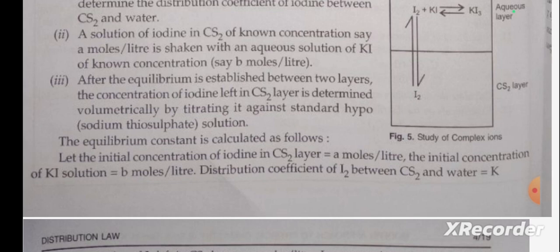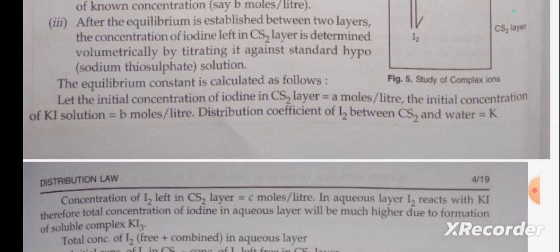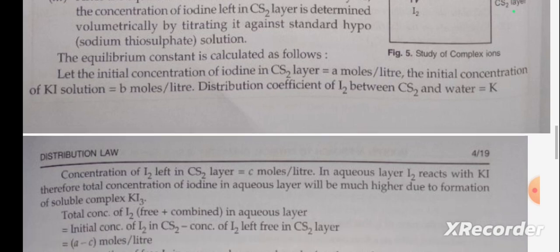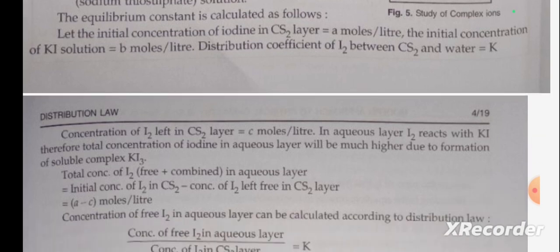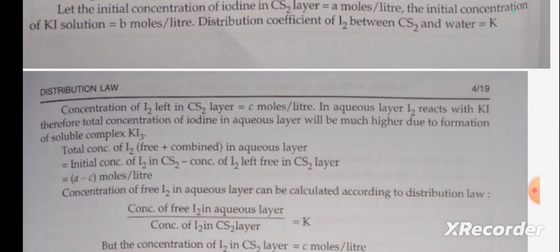After equilibrium is established between the two layers, the concentration of iodine left in the CS2 layer is determined volumetrically by titrating against sodium thiosulfate solution. The equilibrium constant is calculated as follows. The initial concentration of iodine in the CS2 layer is A moles per liter. The initial concentration of KI solution is B moles per liter. The distribution coefficient of I2 between CS2 and water is K. The concentration of I2 left in the CS2 layer is C moles per liter.